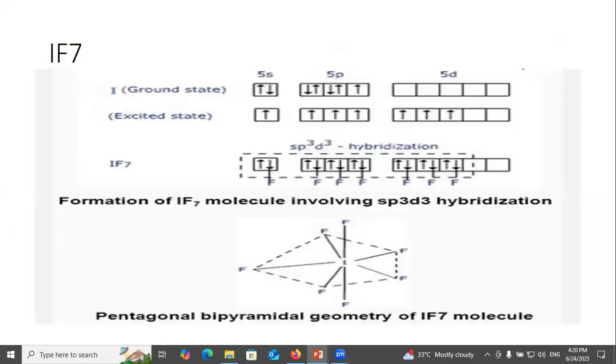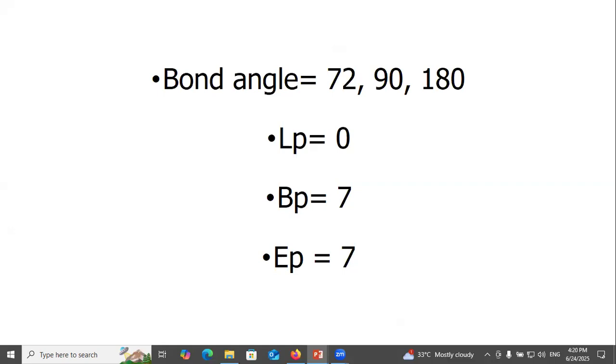Iodine heptafluoride: formation of iodine heptafluoride involves sp3d3 hybridization, pentagonal bipyramidal geometry of the IF7 molecule. Bond angles 72, 90, 180, electron pairs 7.